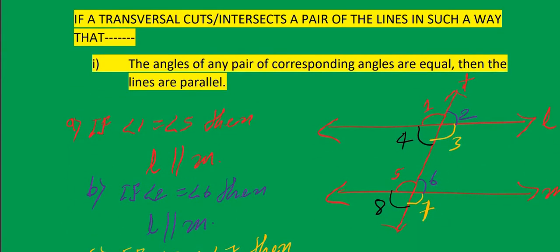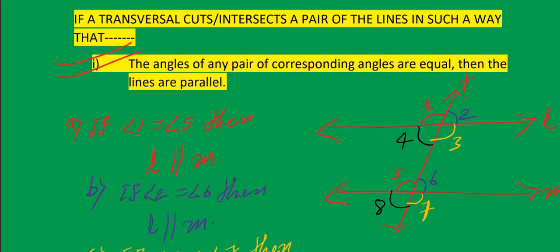Now we are going to talk about what happens if two lines are given, which are not known to be parallel, and a transversal is given: what is the property and how to prove that these lines are parallel. So we have three properties. First property: if the corresponding angles are equal, then the lines are parallel. Second property: if the alternate interior or alternate exterior angles are equal, then the lines are parallel. And third property: if the sum of interior angles on the same side is 180 degrees, that means supplementary, then also the lines will be parallel. So we are going to talk about them one by one.